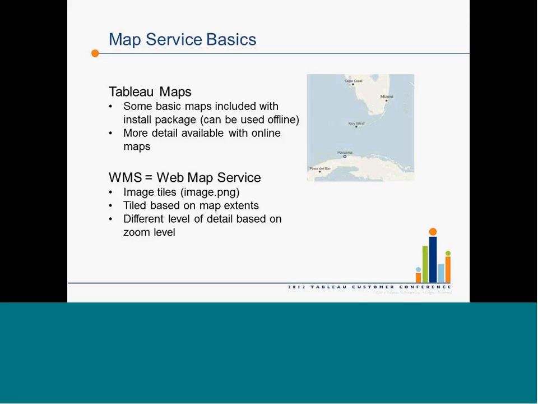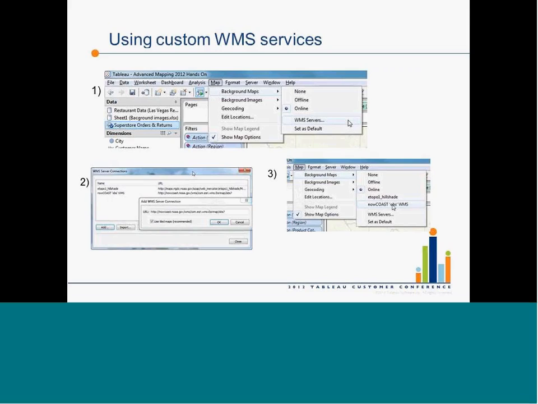The closer you zoom in, the more the tiles are replaced by other tiles that have more detail or are a different size. So I just want to give you an idea that here we're not seeing individual points on an outline of the coast. This has all been flattened into a picture of a map, and that's how map services work.